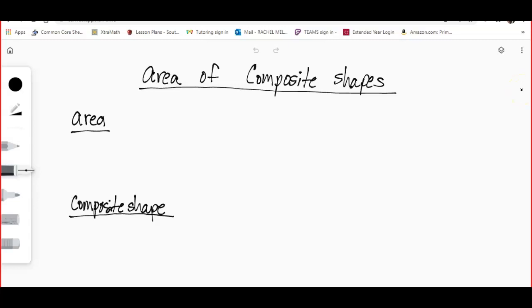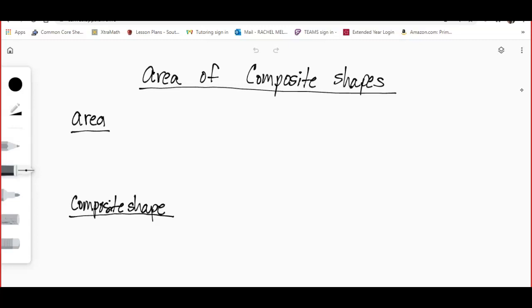Okay, so yesterday we were talking about area, and we used our area equals length times width formula. And today we are going to continue talking about area, but we're going to talk specifically about composite shapes. So let's talk for a minute about what that is.